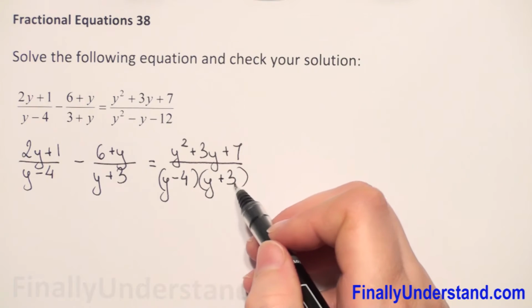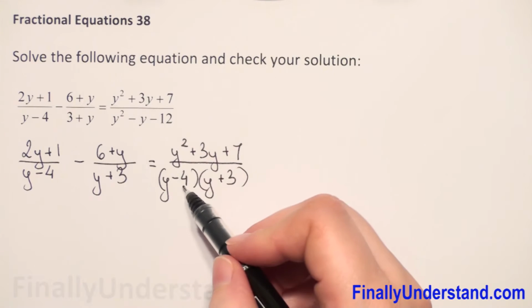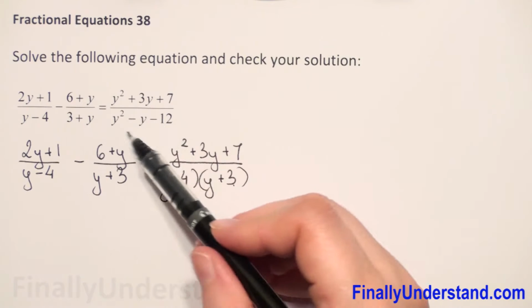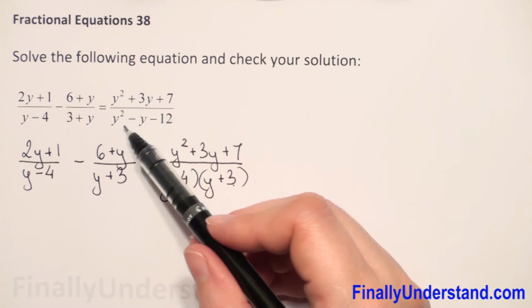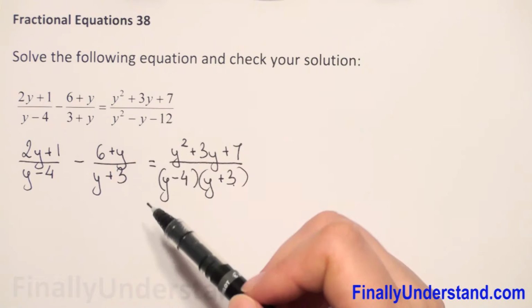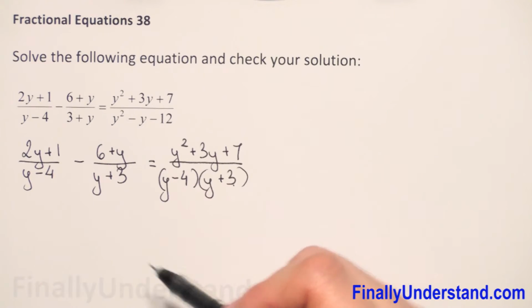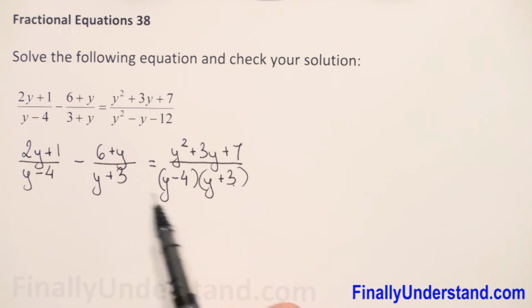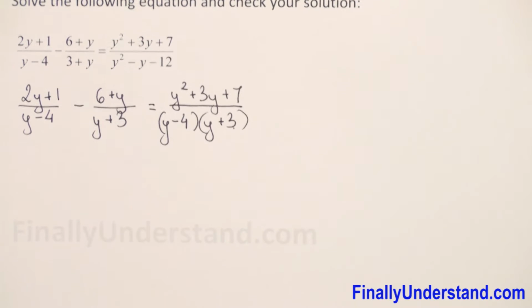Let's check. Negative 4 times 3 is negative 12. Negative 4 plus 3 is negative 1. So we have exactly the same expression as in the third denominator. Now we see that y minus 4 repeats and y plus 3 repeats, so the lowest common denominator will be y minus 4 times y plus 3.